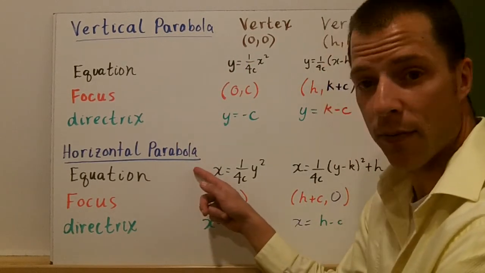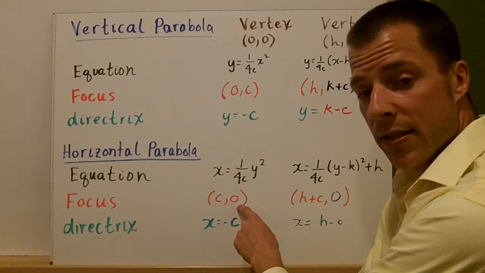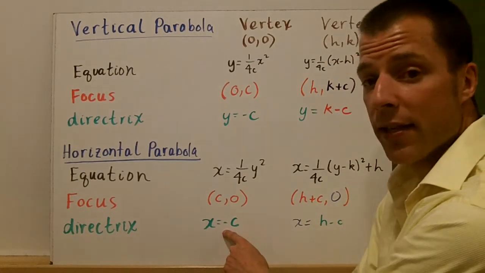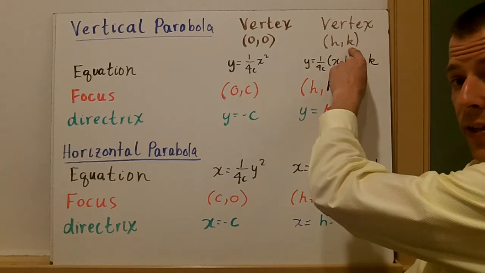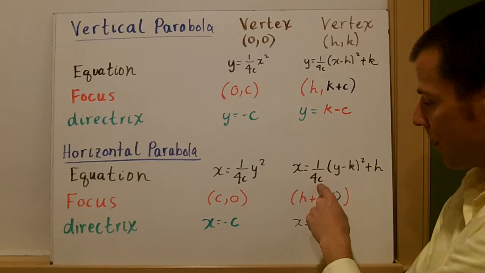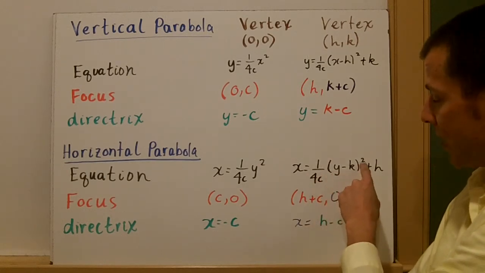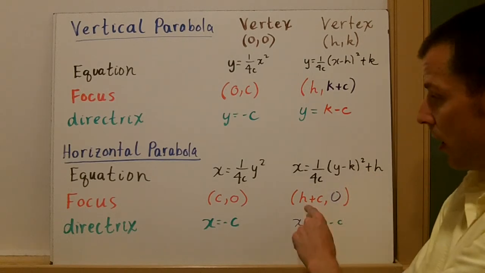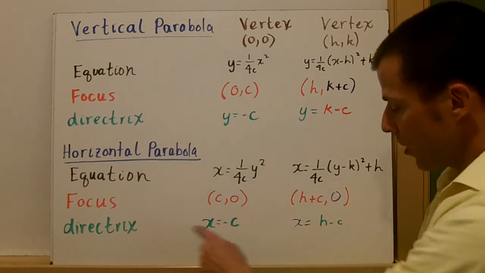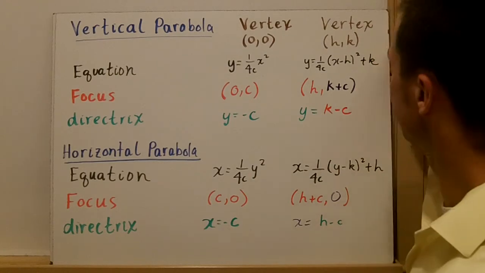When we have the horizontal parabola, remember we had x in terms of y. We had a focus at c, 0, and we had a directrix at x equals negative c. That does change when we get to an h and k value that's not 0, 0. The equation becomes x equals 1 over 4c times the quantity y minus k squared plus h. The focus is h plus c comma k, and the directrix is x equals h minus c. Okay?